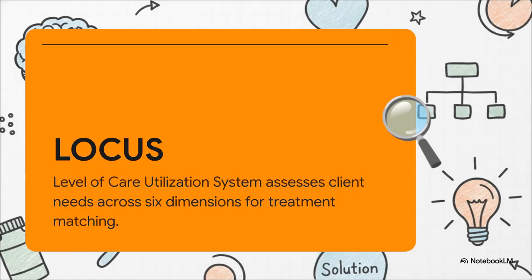For that second step, determining the level of care, we rely heavily on a tool called LOCUS. That stands for the Level of Care Utilization System. It is a highly standardized clinical tool that evaluates a client's individual needs across 6 different dimensions. Using LOCUS is a real game changer because it allows a clinician to definitively say, okay, this patient needs flexible, community-based services versus, no, this patient requires immediate inpatient hospitalization. It totally removes the guesswork.